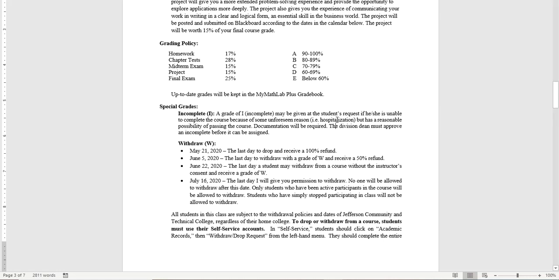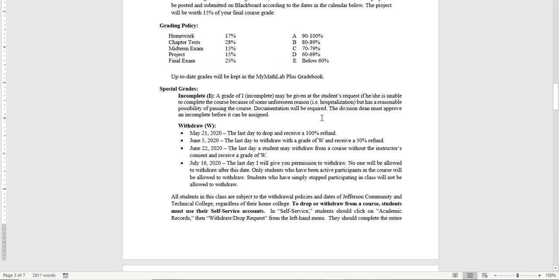You also have the option to withdraw and receive a W grade for this course. A W grade does not affect your GPA. The dates for withdrawing are listed here. The last day to withdraw from this course and receive a 100% refund is May 21st. If you drop a course by this date, it will not show up on your transcript and you will not receive a grade. It will be as though you were never enrolled in this course.